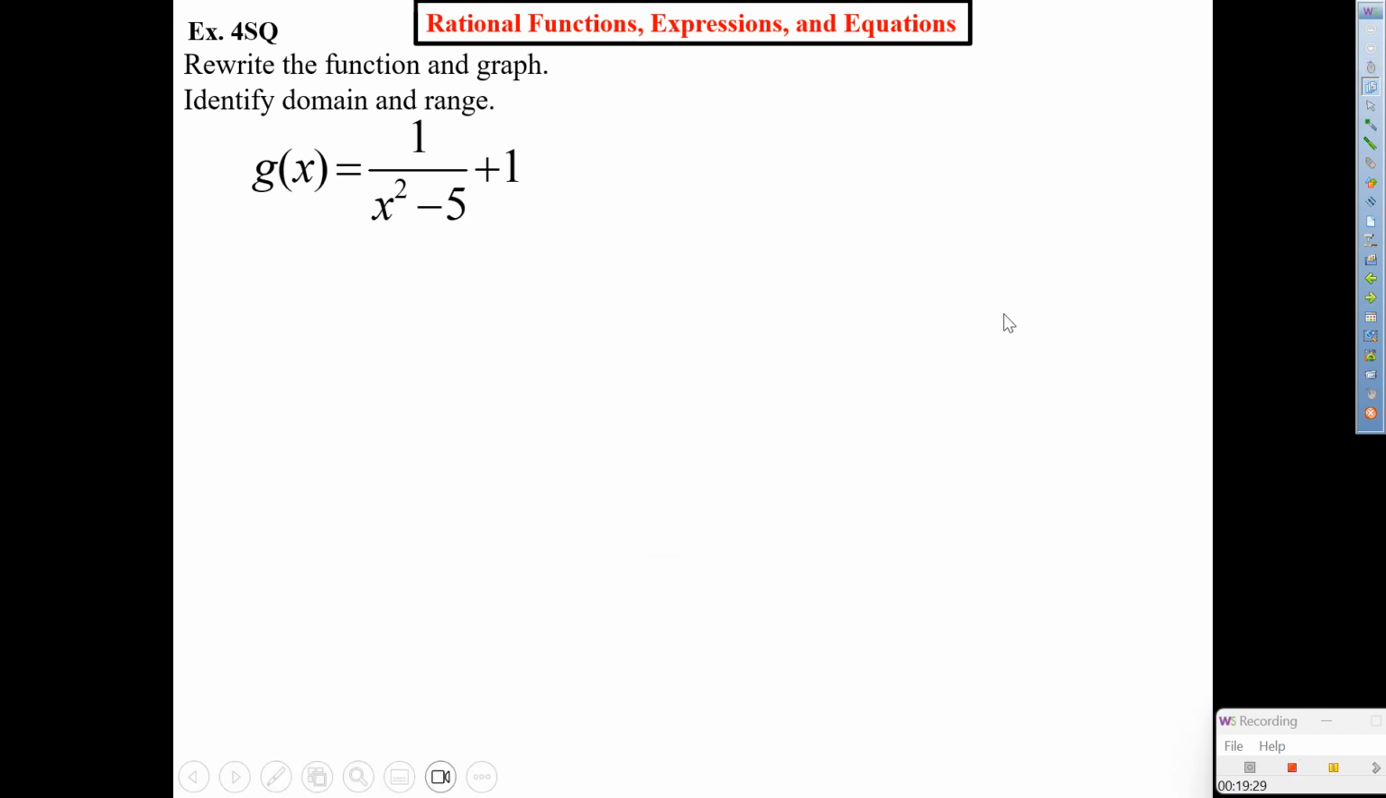Example 4, omega Q. G of x equals 1 over x squared minus 30, minus 6. Work on that one. I'll give you some time. Copy and go.